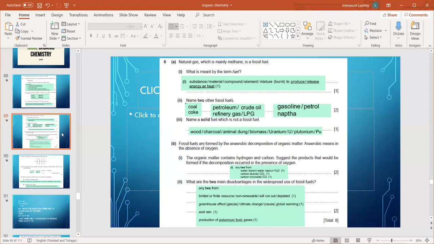We say, what are the 2 main disadvantages in the widespread use of fossil fuels? When we use a lot of fossil fuels, they are limited, right? It's a finite resource and it's non-renewable. So when it runs out, that's the end of it. It's depleted, right? It results in the production of greenhouse gases, which affects climate change, which affects global warming, results in the production of acid rain, and the production of poisonous and toxic gases.